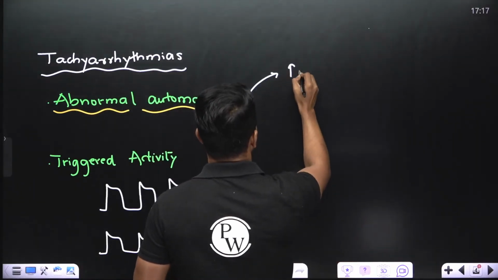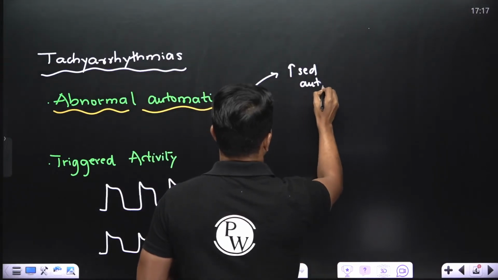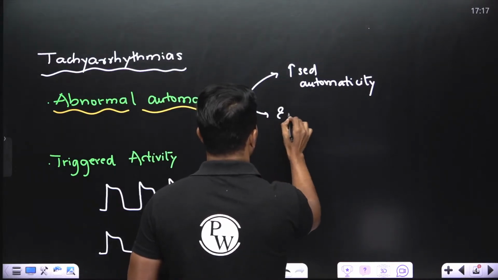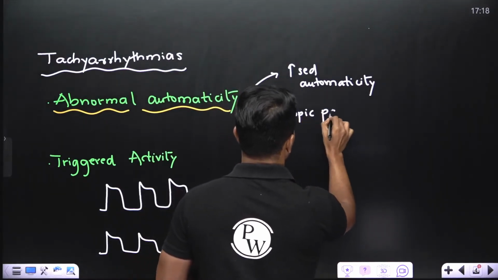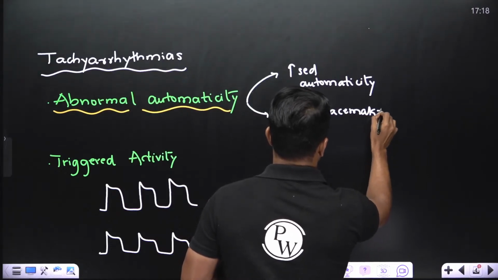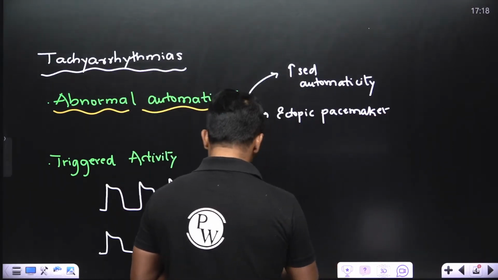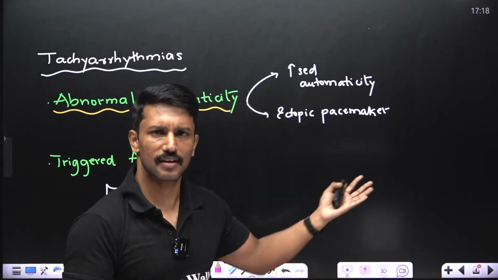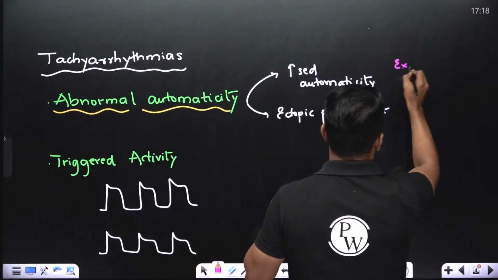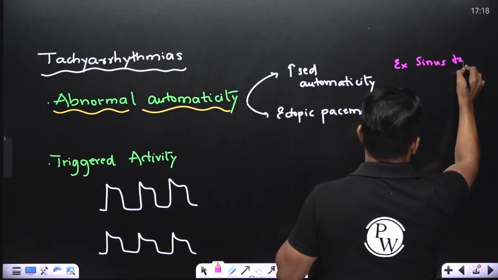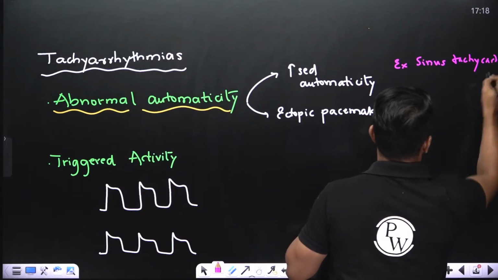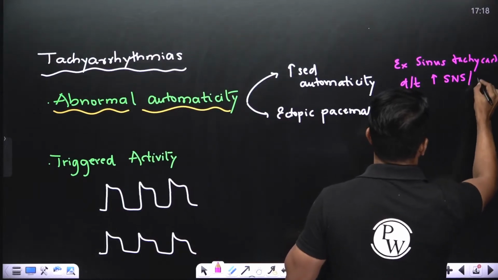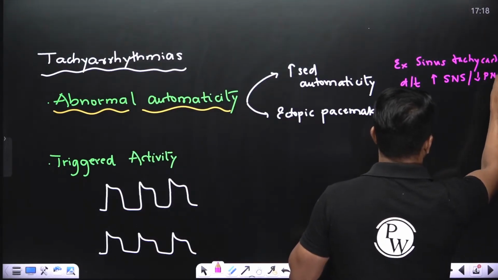One, there can be increased automaticity, or there can be development of an ectopic pacemaker. Increased automaticity, a classical example I can quote, is where your SA node is still the pacemaker, but its automaticity rate is increased, as in the case of sinus tachycardia, right? So the example is sinus tachycardia due to either increased sympathetic nervous system activity or decreased parasympathetic nervous system activity.